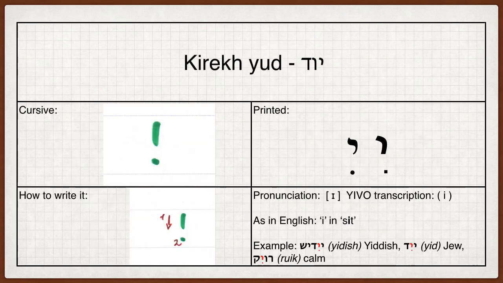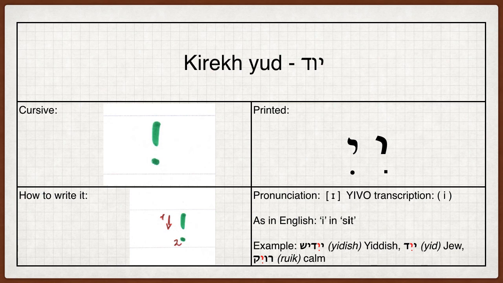The next letter is the Hirik Yod. As you can see, it is almost the same as a simple yud. There is just a little dot beneath the letter. And the pronunciation is I. Just I. It can't be ya. It is I, as the I in the English word sit. Examples: Yiddish, meaning Yiddish. Yid, meaning Jew. Ruhig, meaning calm.